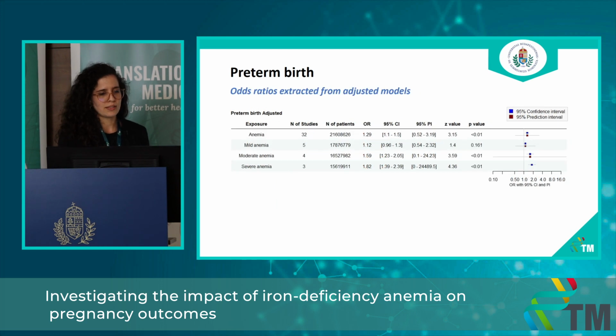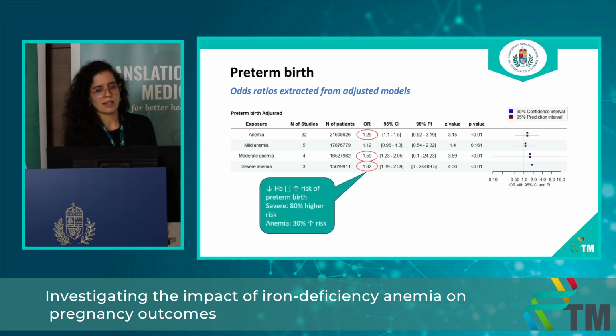However, we also extracted the odds ratios from the studies that had adjusted models, because as we know, preterm birth can be due to many reasons, not only anemia, but also gestational factors, the age of the women, ethnicity, and smoking habits. The studies accounted for these variables as well. Again, the lower the hemoglobin concentration, the higher the risk of preterm birth. However, the risk here is much lower, but still high: 80% higher risk in the severe group, and in the anemic group, 30% higher risk.